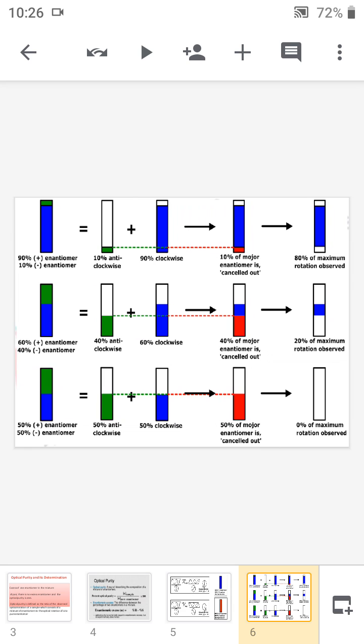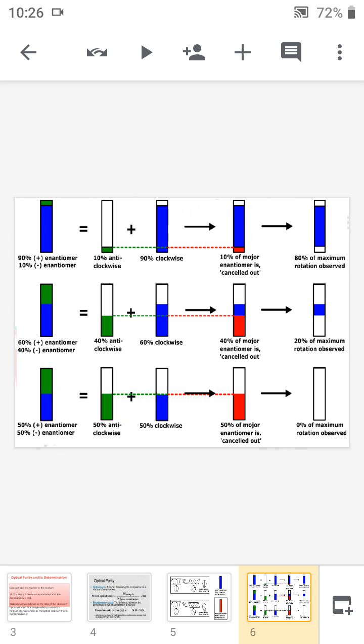Now we are moving into enantiomeric excess. In the first example, we have a mixture of enantiomers that contains 90% plus variety. Plus means it is a dextrorotatory compound, the dextro enantiomer, and the remaining 10% is the levo variety. If they are mixed together, how can we measure the enantiomeric excess? Enantiomeric excess is the percentage of the R minus the percentage of the S. So here it is 90 minus 10, and we get 80 as the answer.